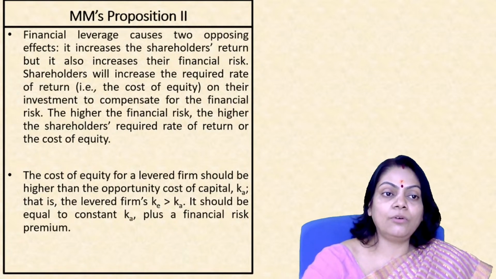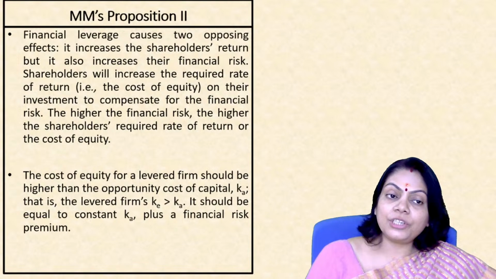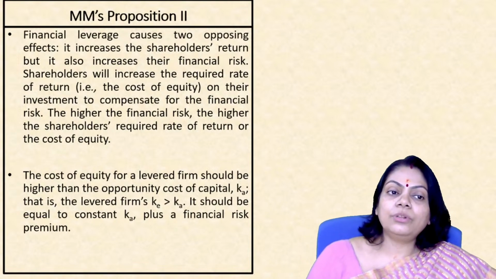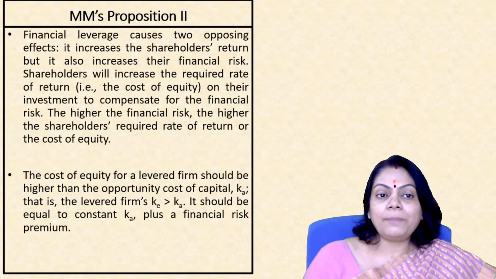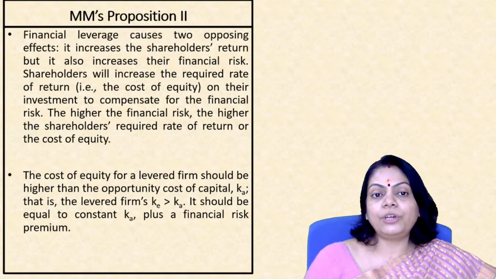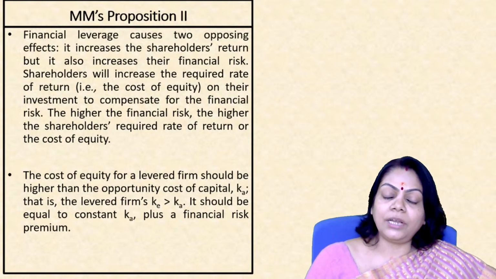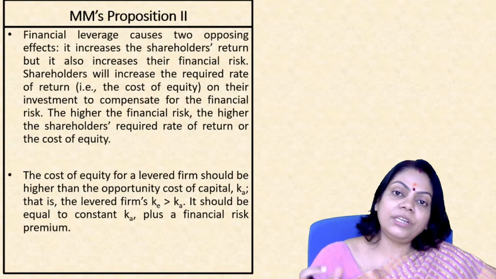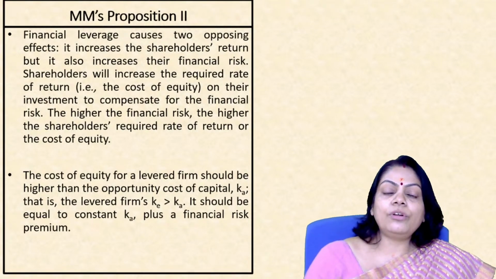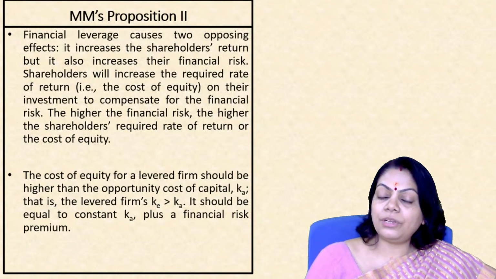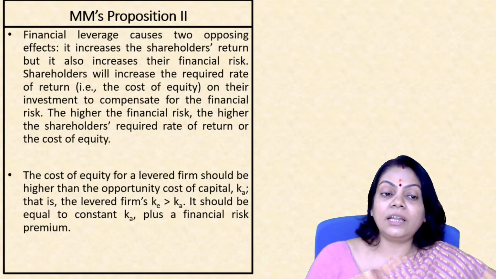Okay. Now the second proposition is that financial leverage causes two opposing effects, because of which the values don't change. What happens? It increases the shareholders' return, but it also increases the financial risk. So when you are taking debentures, you are not only increasing your return, you are also at the same time increasing your risk. The shareholders will increase the required rate of return, that is the cost of equity, on their investment, to compensate for the risk that they have to take.